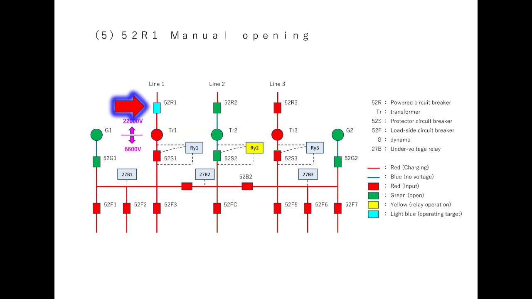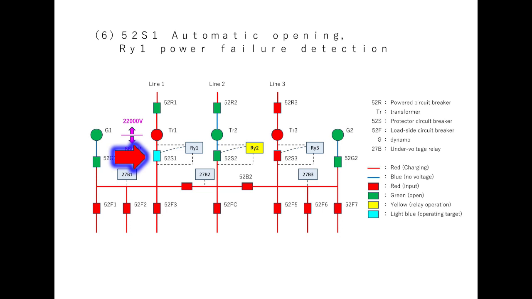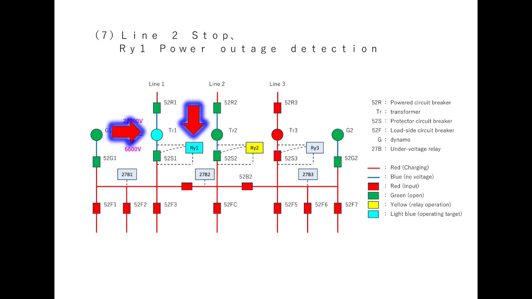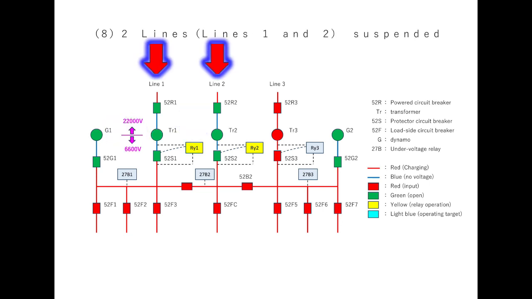Next, I will explain how to stop line 1. First, open 52R1 manually. Then, as before, 52S1 will automatically open due to its reverse power cutoff characteristics. Line 1 will now stop and RY1 will detect a power outage. The figure shows lines 1 and 2 stopped. In other words, two lines are down.